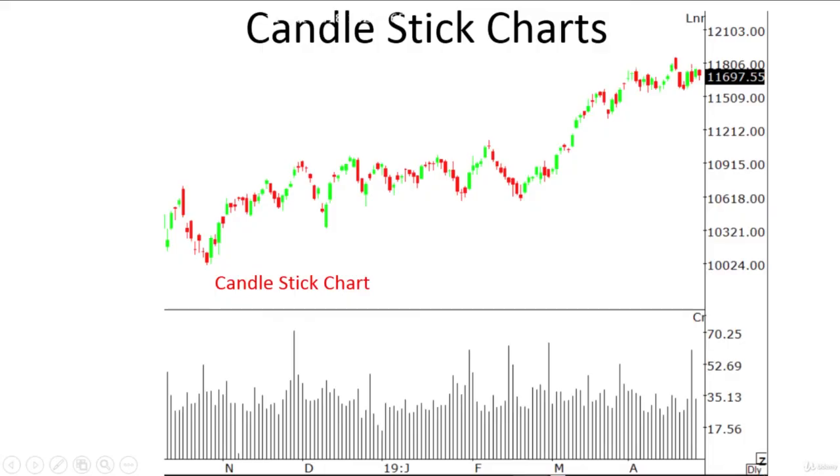Now as you see in an example on your screen of a candlestick chart, the price is shown on the y-axis and the time is shown on the x-axis, and every data point is shown in the form of a candlestick. The green candles show a bullish or positive movement, whereas a red candle shows a decreasing or negative movement.